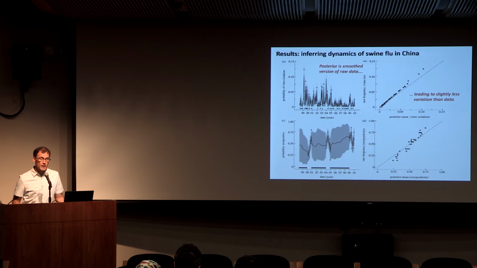And here you see a comparison between the raw frequency and the posterior frequency. And you see the posterior is actually a slightly smooth version of the raw data. It's sort of all the fluctuations are ironed out a bit by integrating with the serological data. And that leads to a bit less variation than the raw data exhibit.